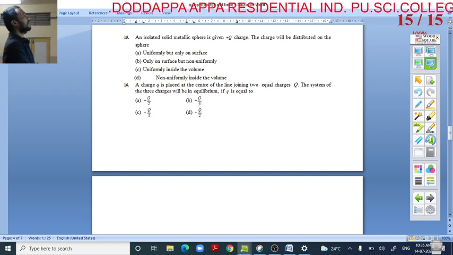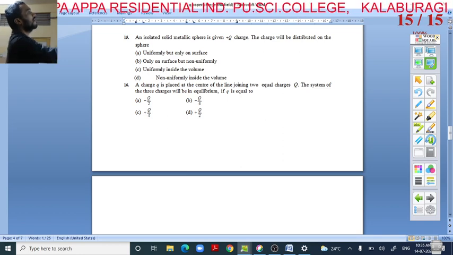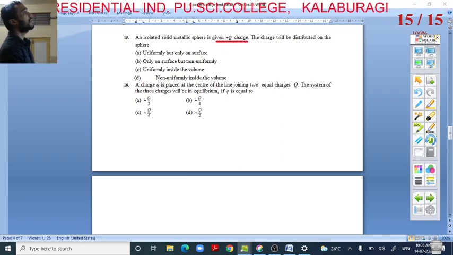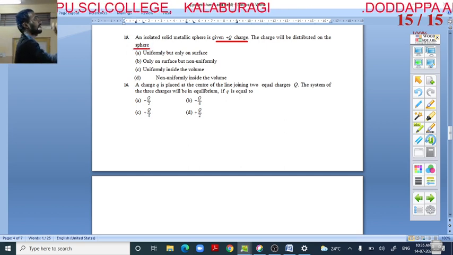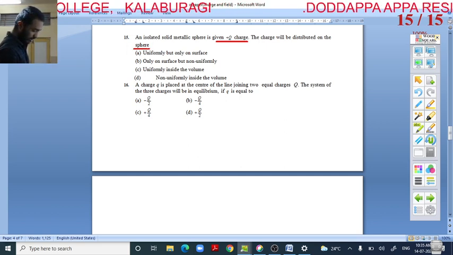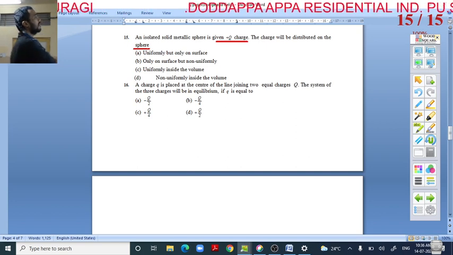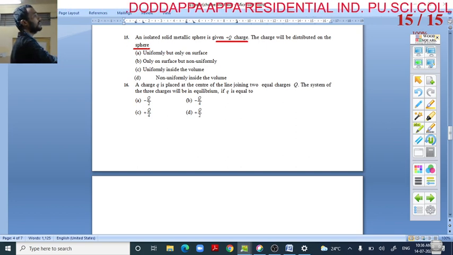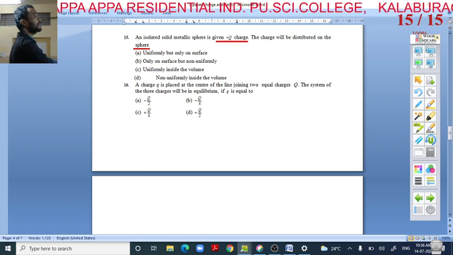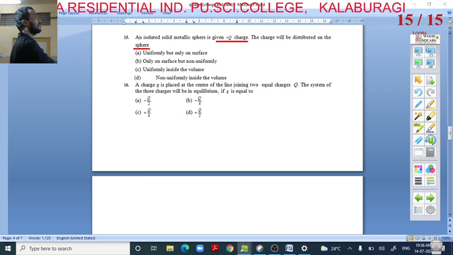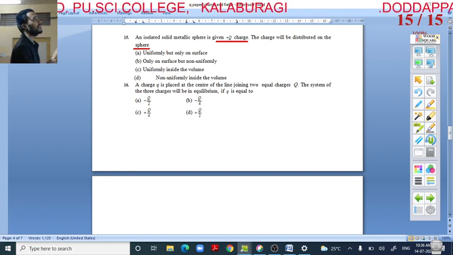An isolated solid metallic sphere is given plus Q charge. The charge will be distributed on the sphere. Here are some options he has given: uniformly, but only on surface, but non-uniform, uniformly inside. So you concentrate on the question.